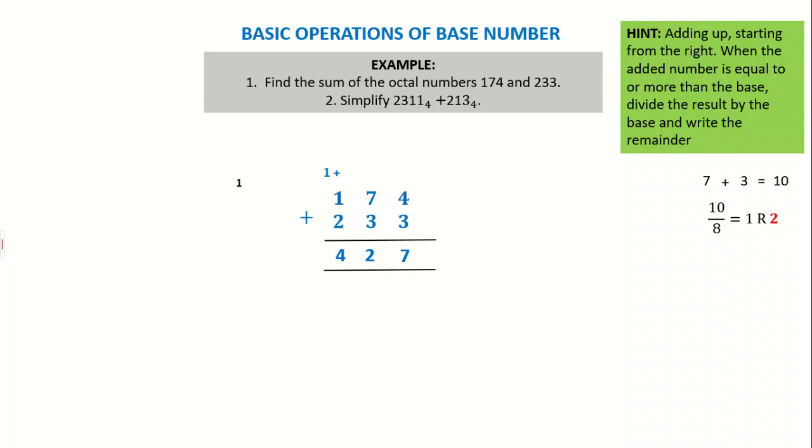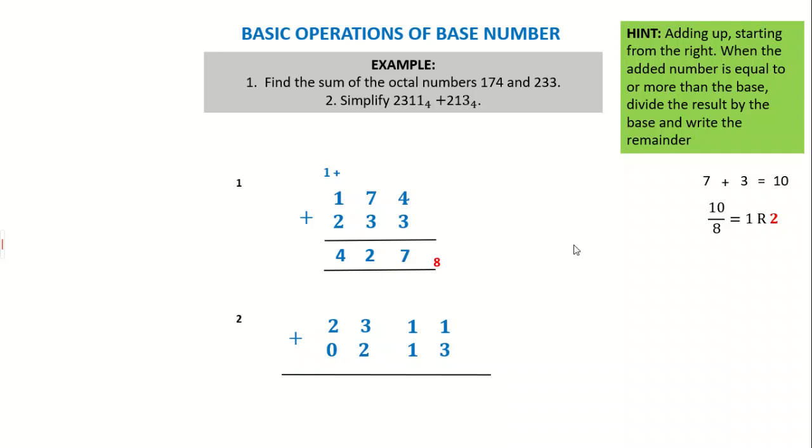Let's take a look at the second question. The second question says 2311 plus 213, and we are adding up. You can see that this second question is actually to be done in base 4. So if after adding up you obtain a value that is 4 or greater than 4, you have to perform the same operation you performed here. So I'm not going to be repeating the operation. You have to always use what I did here to do yours as you proceed.